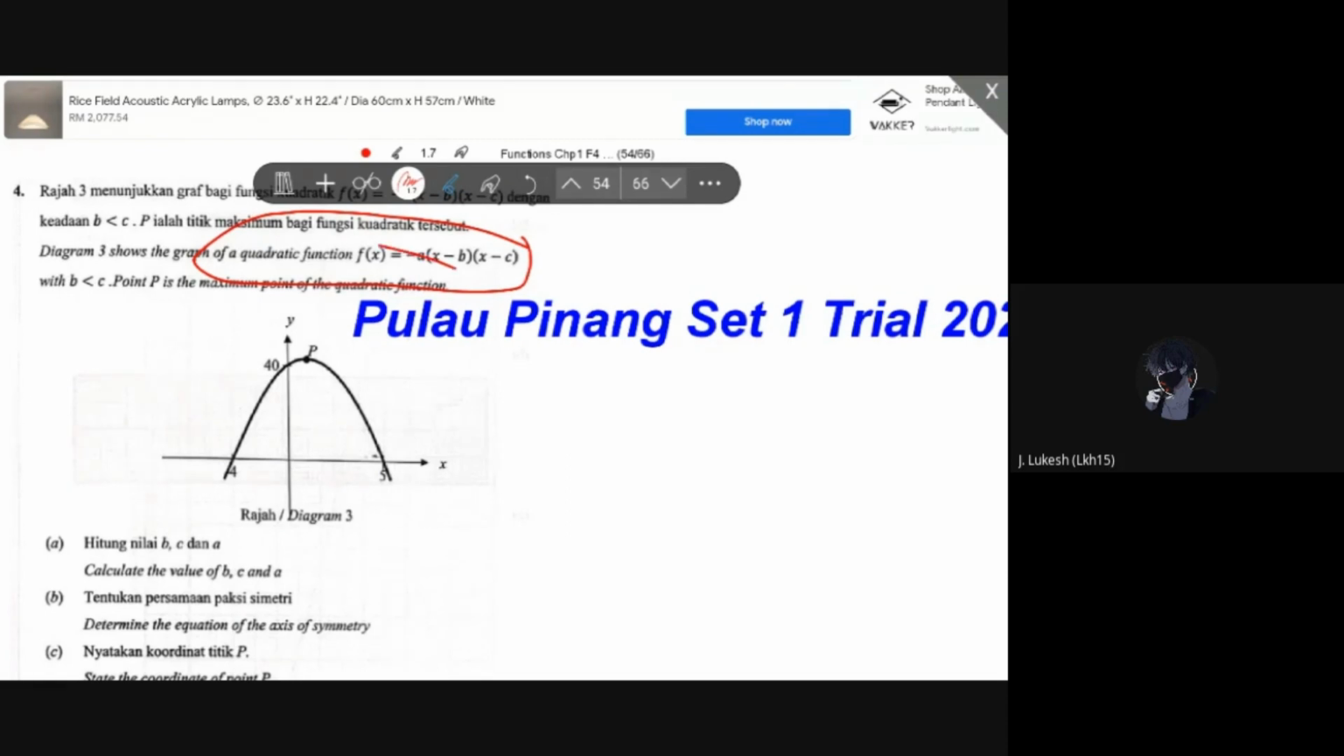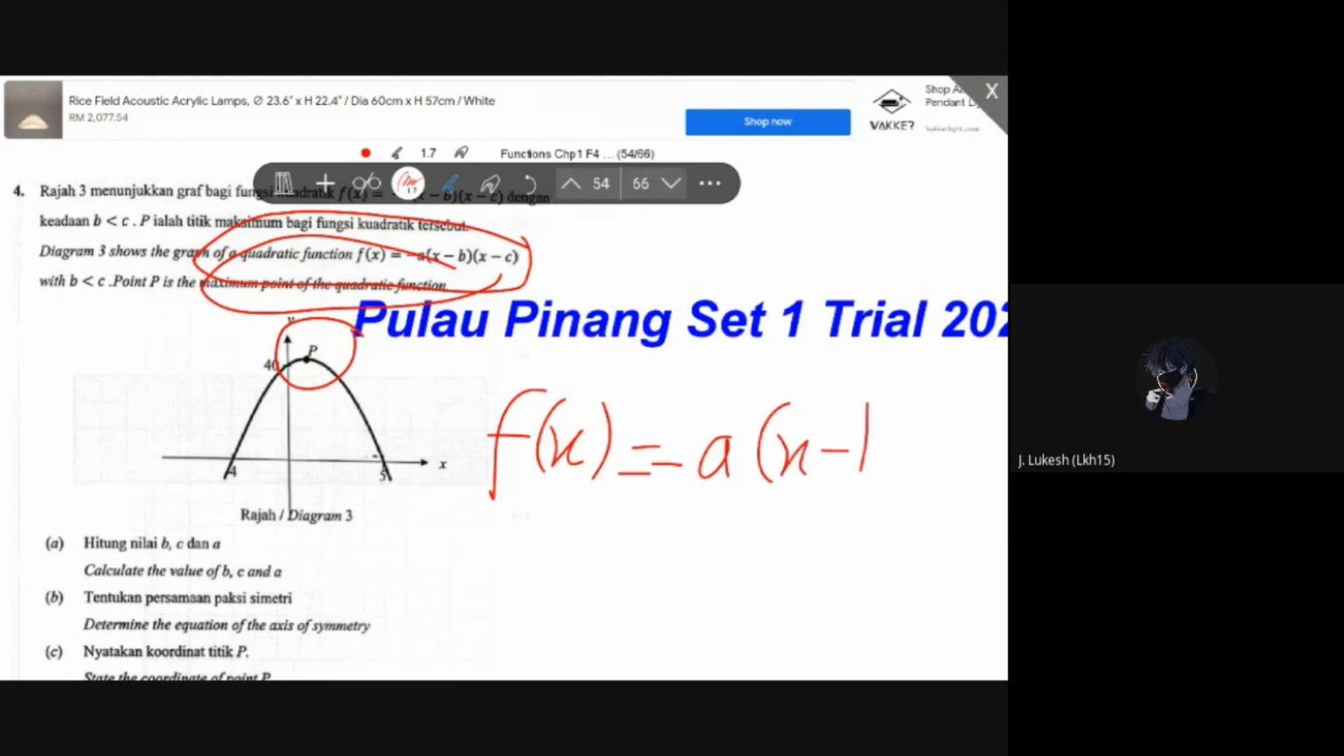Okay. So this is the quadratic equation, okay? So point P is the maximum point, okay? Titik maximum P. So siapa-siapa boleh bagi tahu tak? Bentuk ni apa nama dia? What's the name of this? When they write quadratic equation like this, apa nama dia? If anyone take NMATS here, you should know. Bukan arm. Arm tu AX square plus BX plus C. Ni bukan vertex. Vertex is A X minus H square plus K.